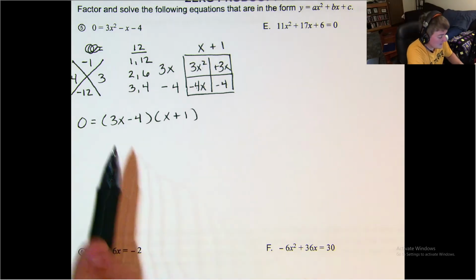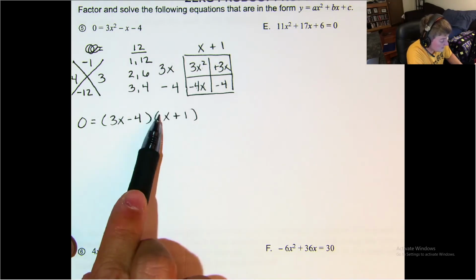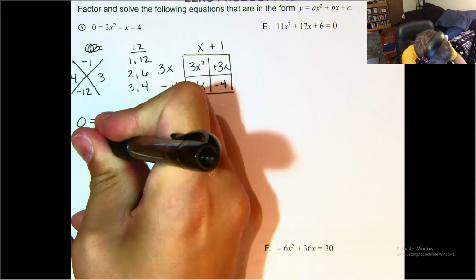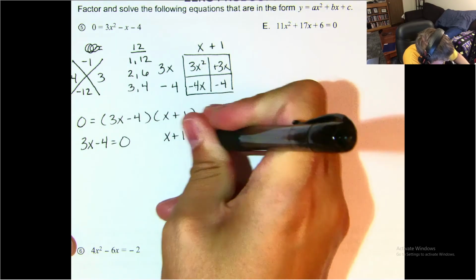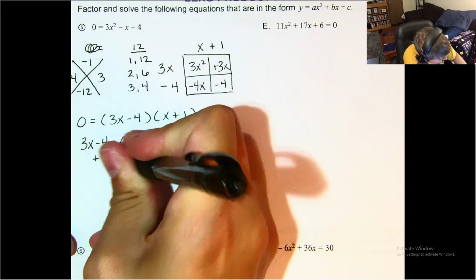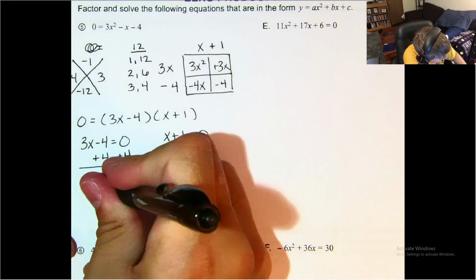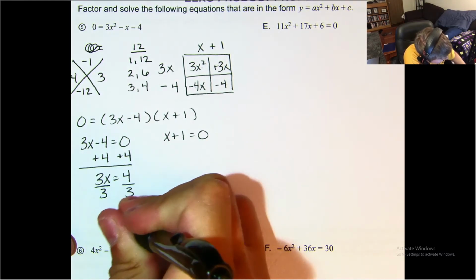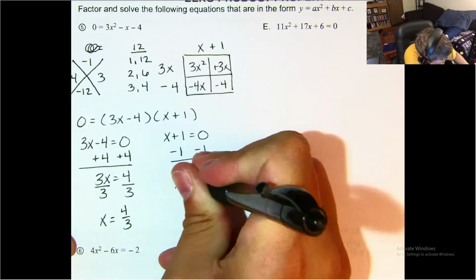So what does that mean? That means either this number here is 0 or this number here is 0. So I can write an equation that says that 3x minus 4 is 0 and x plus 1 is 0. And then I can just solve. Divide by 3. Meaning x is going to be equal to 4/3 and x is equal to -1.